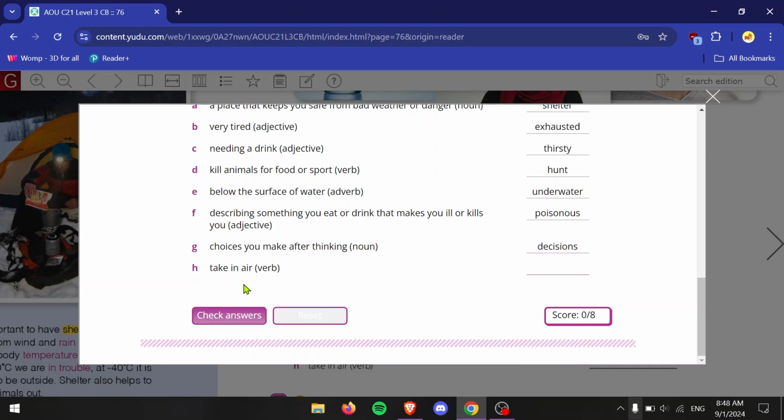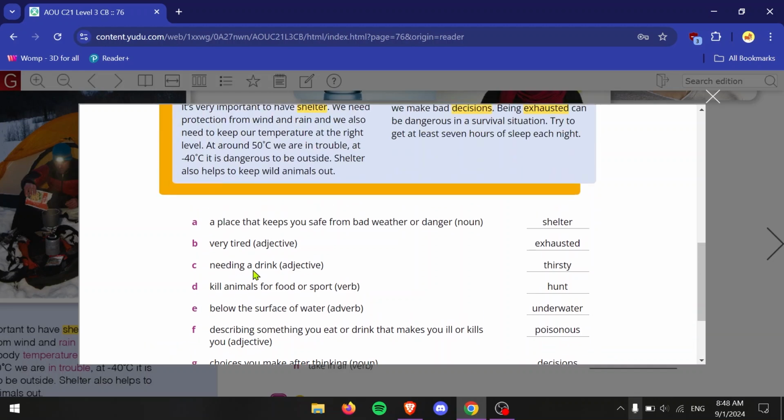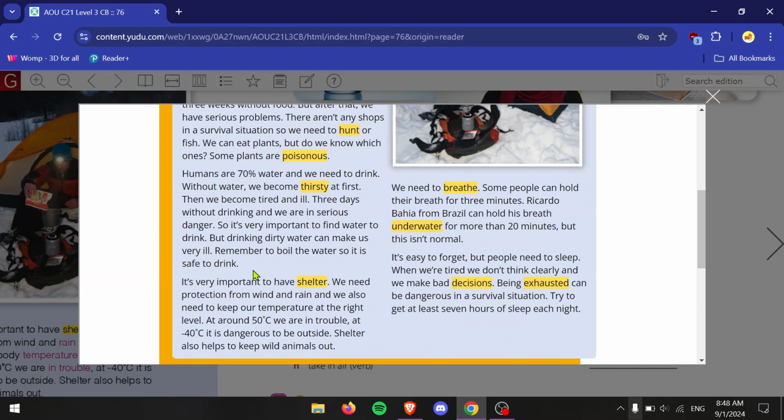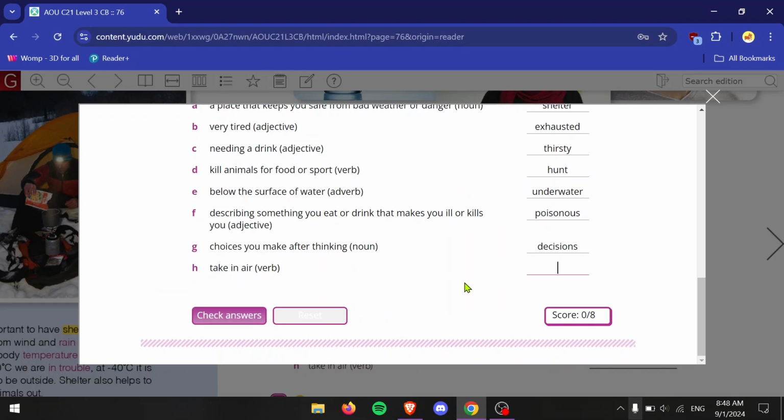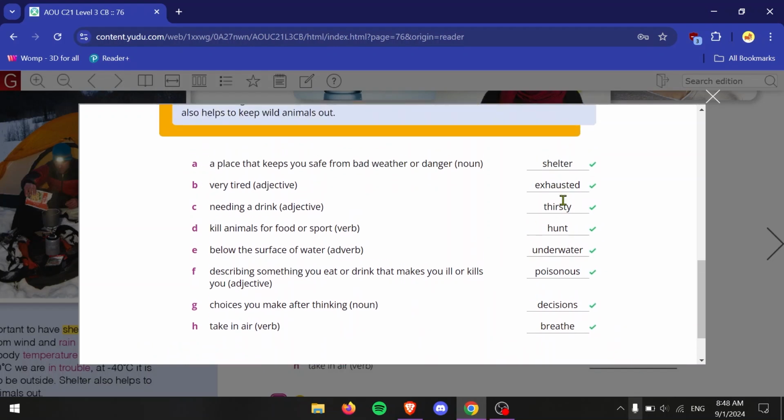Decisions. Take in air. Take in air is very simple. It means to breathe. We need to breathe. Some people can hold their breath for 3 minutes. So breathe means take in air. All right, great. Here you go. So shelter, exhausted, thirsty, hunt, underwater, poisonous, decisions, and breathe.